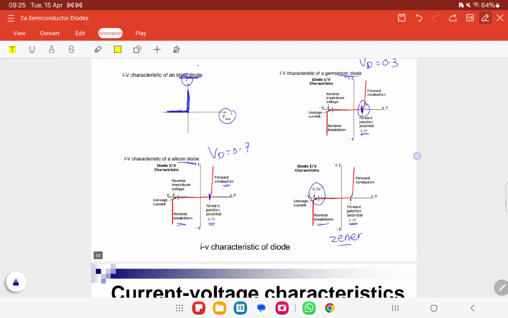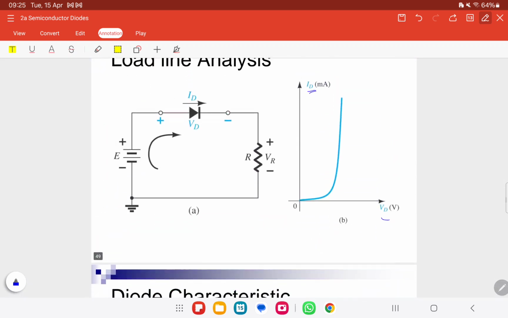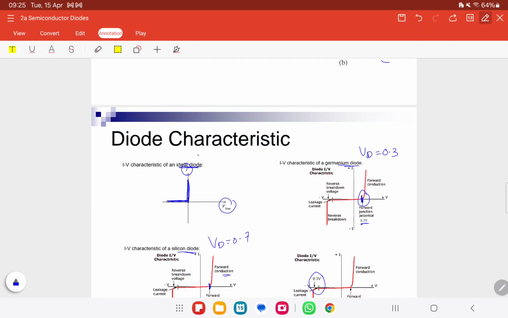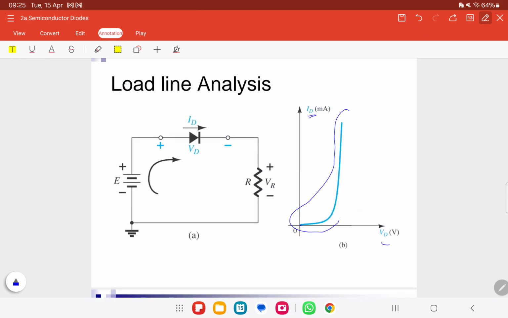Alright, this one is for the load line analysis. The blue one here comes from the red one earlier. For example, we have this blue graph. Now we want to get the load line analysis. We plot it here, for example. To get that straight line, we need the first point A and the first point B.